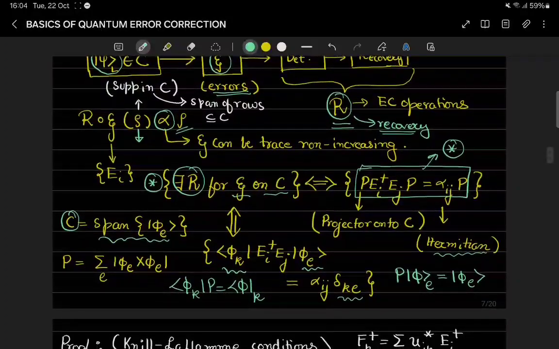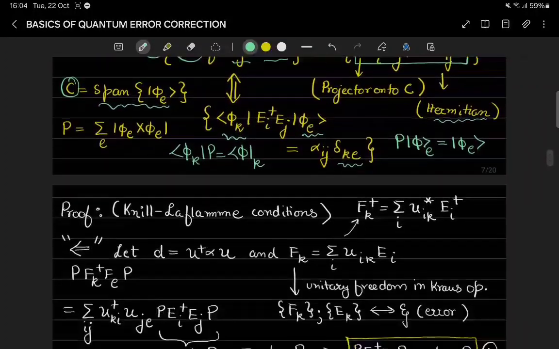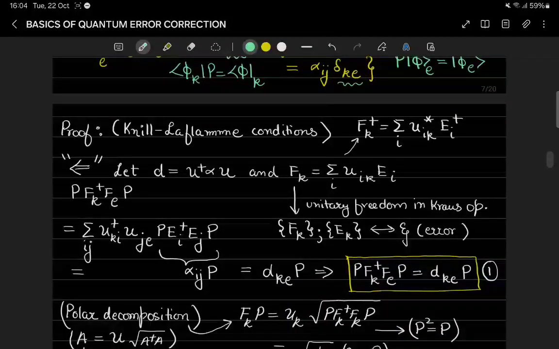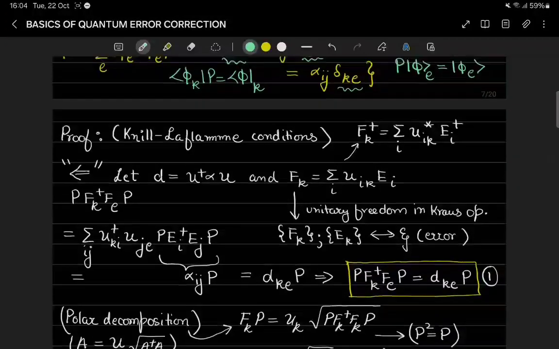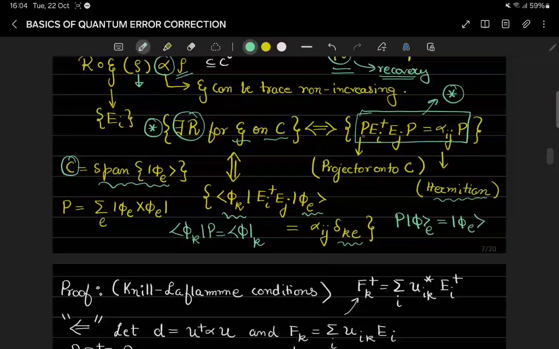Now let's go to the proof of the statement. This statement is also called the Knill-Laflamme conditions. This is basically the condition that the projector and the Kraus operators must satisfy this kind of a relation.